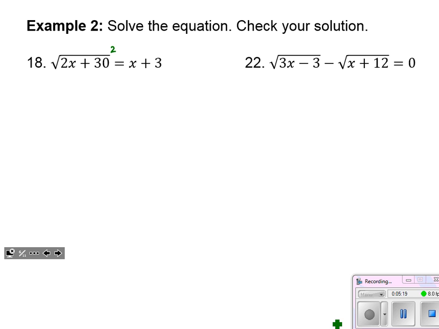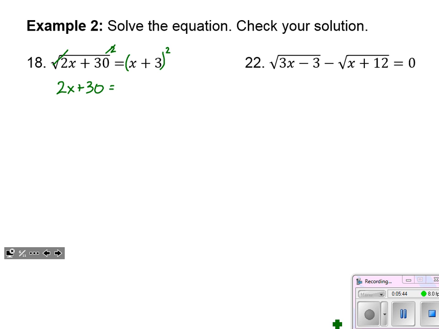I would square it, but if I square one side of the equation, I need to square the entire other side of the equation. This is where students often mess up. What they'll do is they'll just square the x and square the 3, not take that as a whole term together, x plus 3 squared, so they'll miss out on some terms. On the left, the radical cancels just like we want it to, and it's 2x plus 30. And on the right, we FOIL that out.